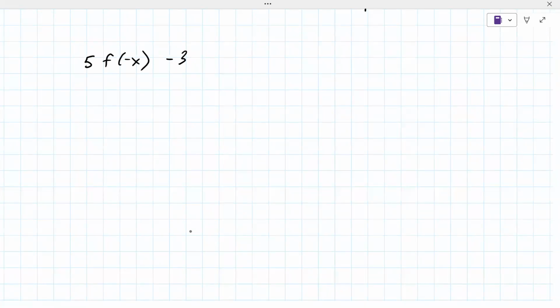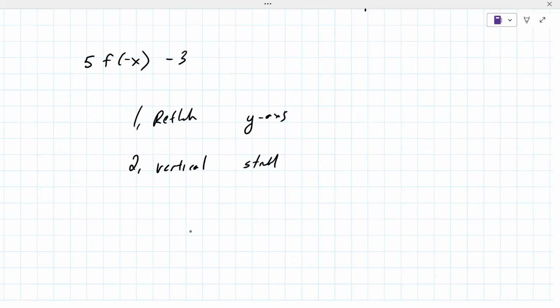So let's see, that would be a reflection over the y-axis, a vertical stretch factor of 5. You have to say vertical or horizontal, very important. And it is down 3. Very good.